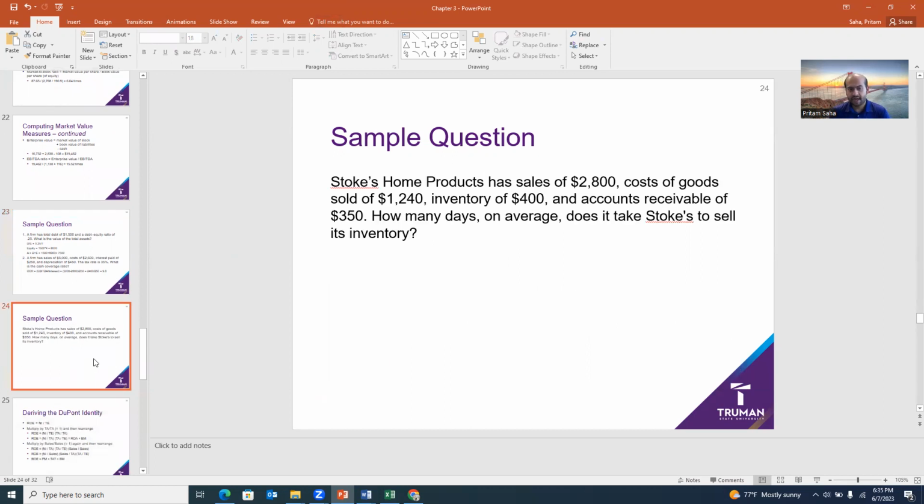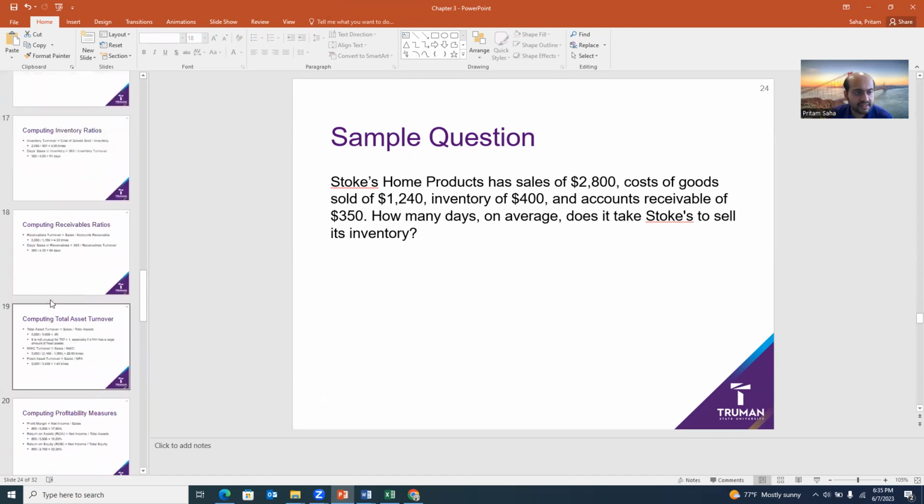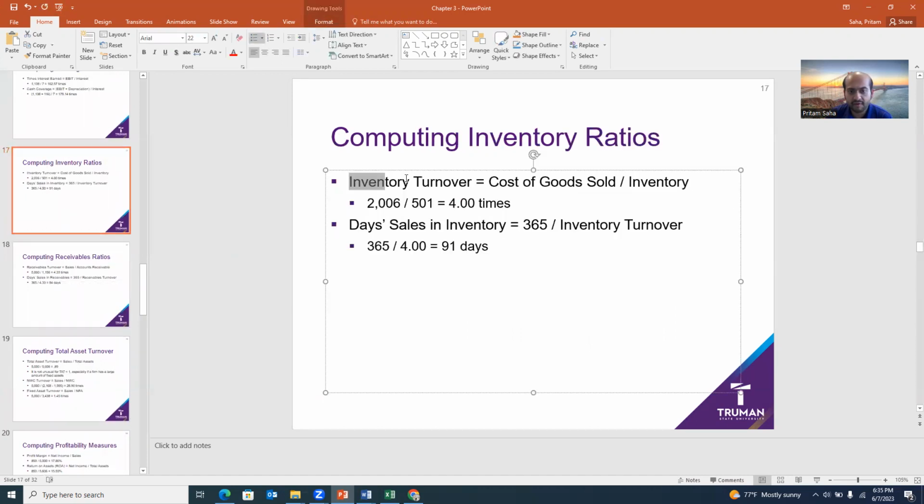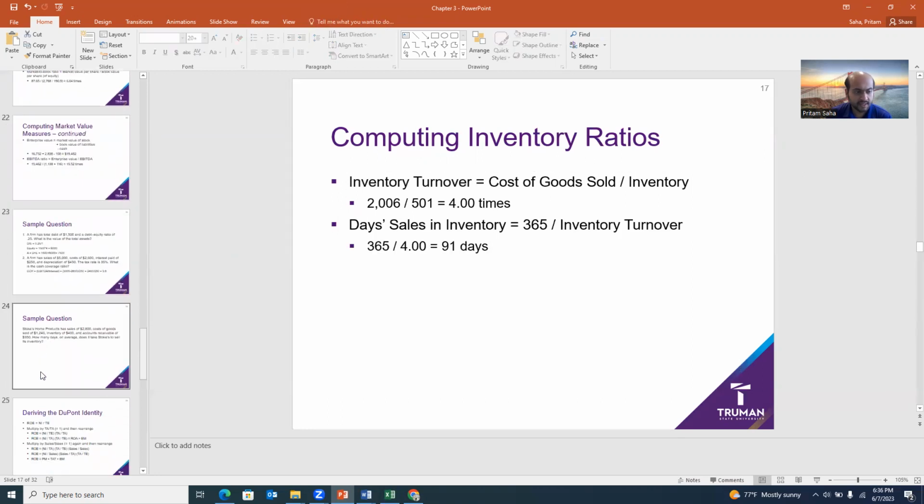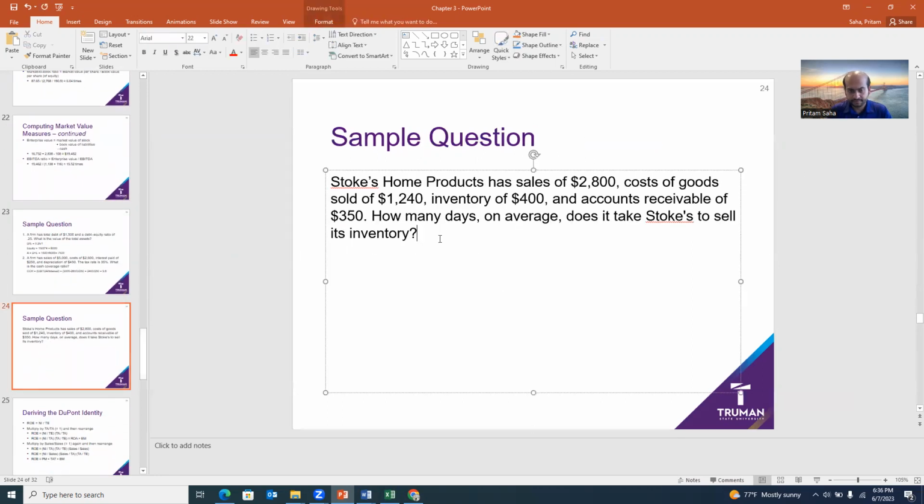More sample questions. How long does it take to sell inventory? Think about the formula. It's asking in terms of days. So we have to think about inventory turnover first, and then the number of days needed. So you can come here: inventory turnover and days sales in inventory, right? Cost of goods sold divided by inventory, then 365 divided by inventory turnover. Pretty easy. I'm just saying IT for inventory turnover, okay?